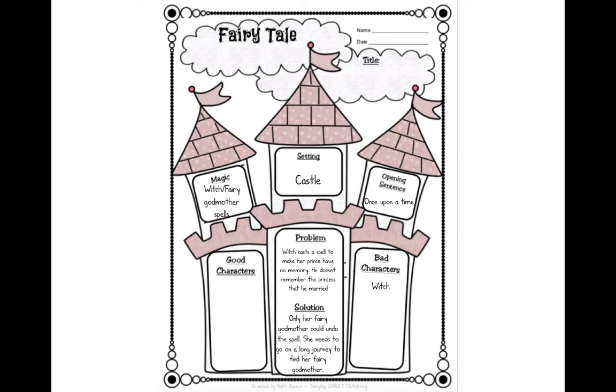Then I filled in the characters. I knew my bad character would, of course, be the witch who casted the evil spell. And of course, I knew that a good character would be the fairy godmother. I knew another good character would be the prince. Even though he has no memory, he's a good character. And of course, the main character is the princess, is a good character.